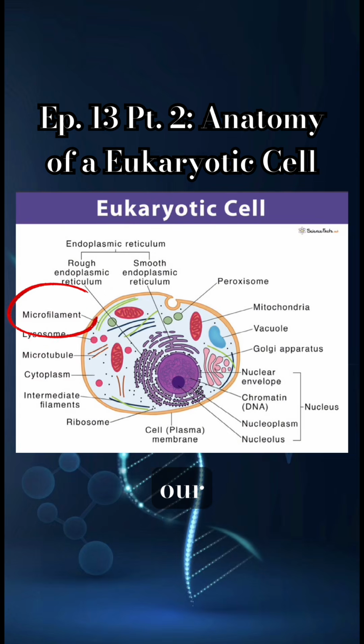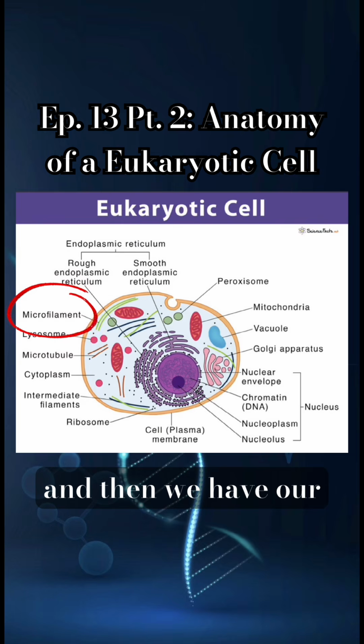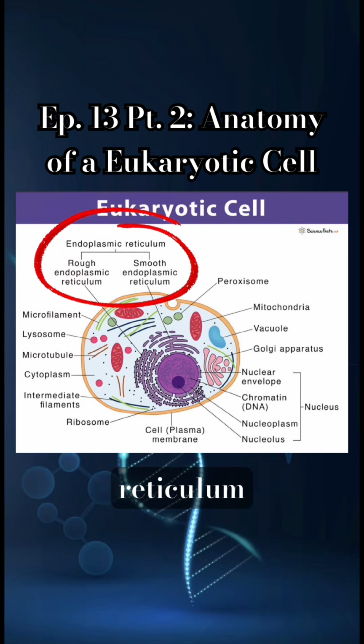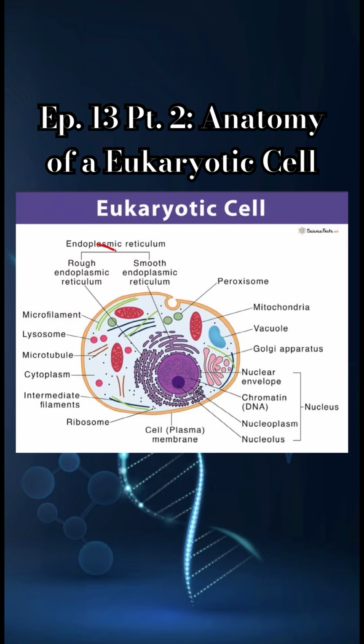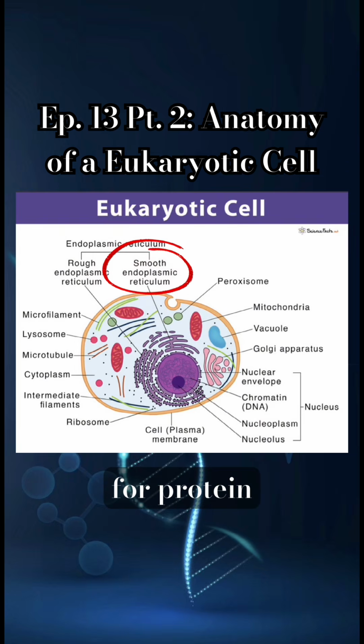And then we have our microfilaments. You don't need to know about these either. And then we have our endoplasmic reticulum, which includes the rough endoplasmic reticulum and the smooth endoplasmic reticulum. These both have specialized tasks. The rough endoplasmic reticulum is usually used for protein synthesis and transport, while the smooth endoplasmic reticulum lacks the ribosomes needed for protein synthesis and transport, so it usually focuses on lipid synthesis instead.